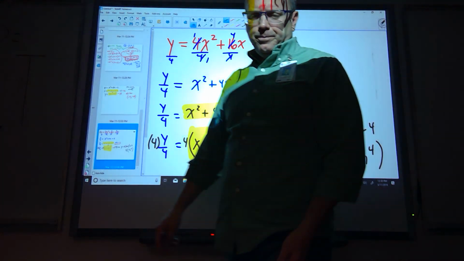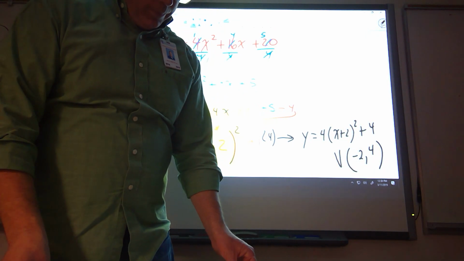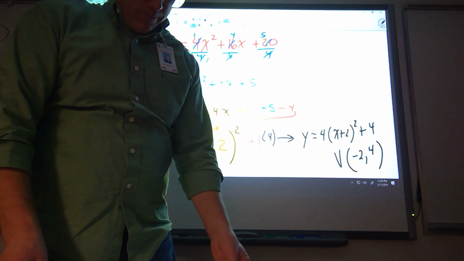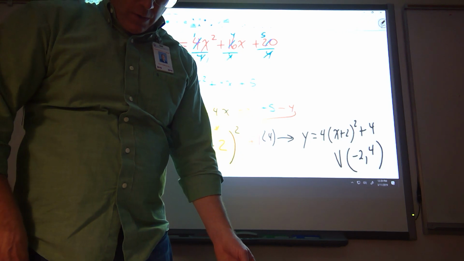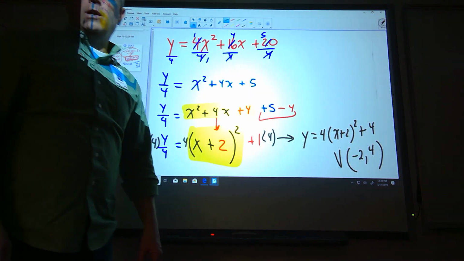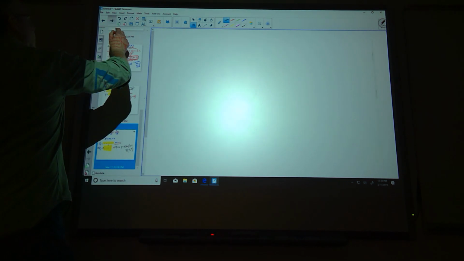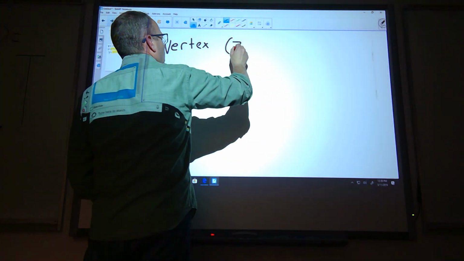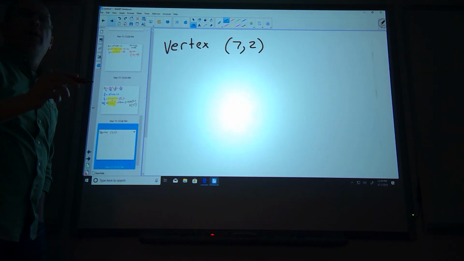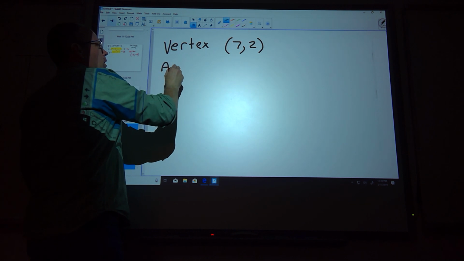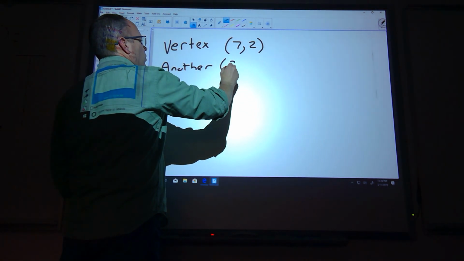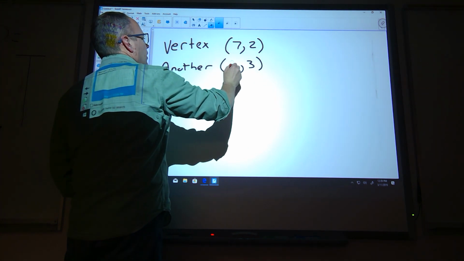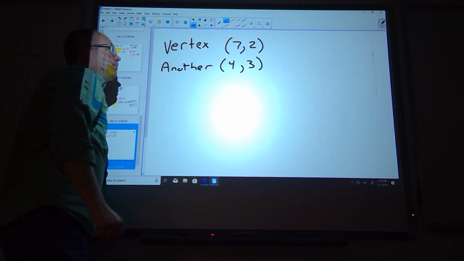Oh, I would totally draw off this graph real quickly, wouldn't it? Okay. I think we have enough. Ooh, let's try. Do you have a little tiny extra space on there? Let's say I have a vertex of 7, 2. Still with me? And let's say another point that we know on there is 4, 3. Is that okay?